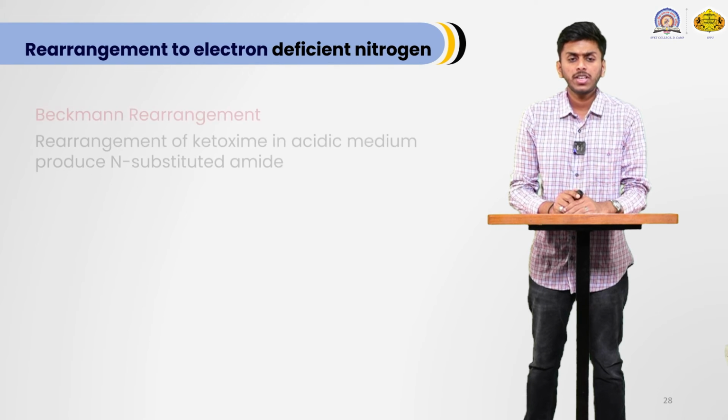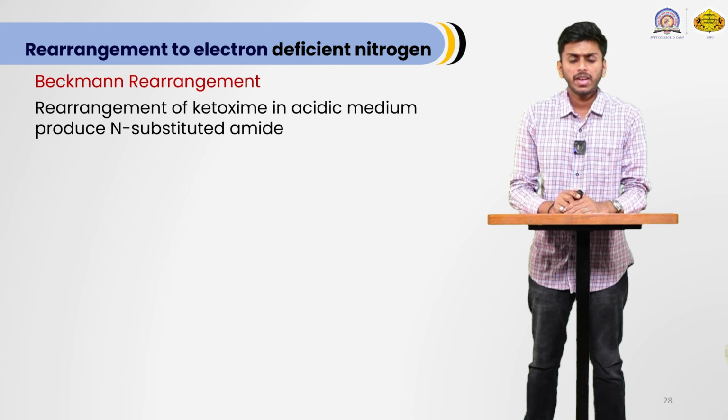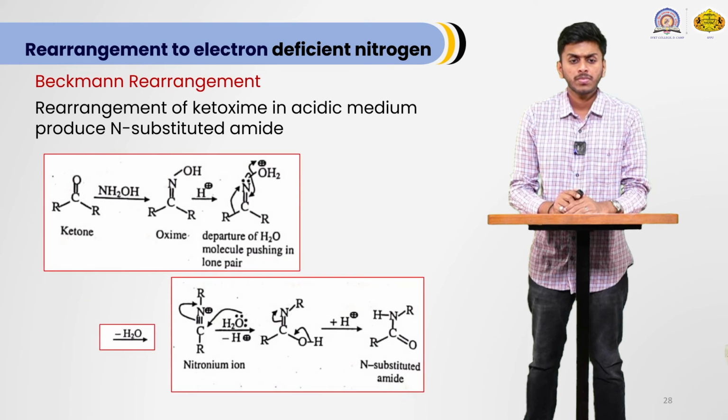Rearrangement to electron deficient nitrogen. Beckmann rearrangement. Rearrangement of ketoxime in an acidic medium produces N-substituted amide. Ketone on reaction with NH2OH produces oxime. By departure of a water molecule, pushing the lone pair, it is converted into a nitrilium ion, which is rearranged and gives us N-substituted amide as the final product.